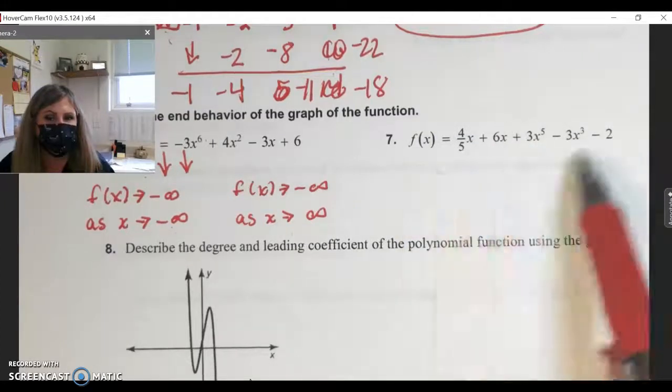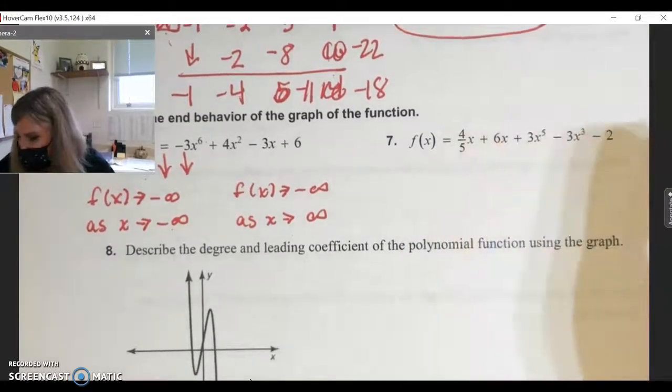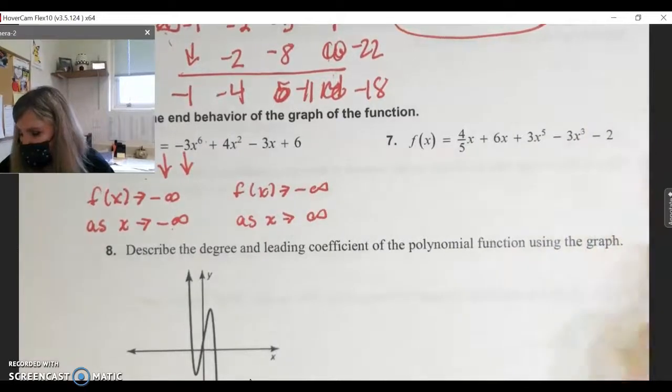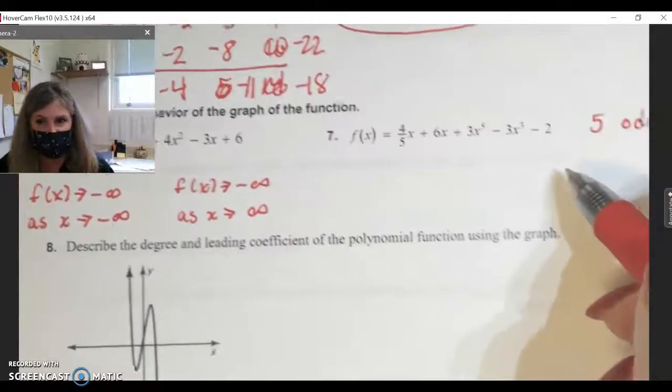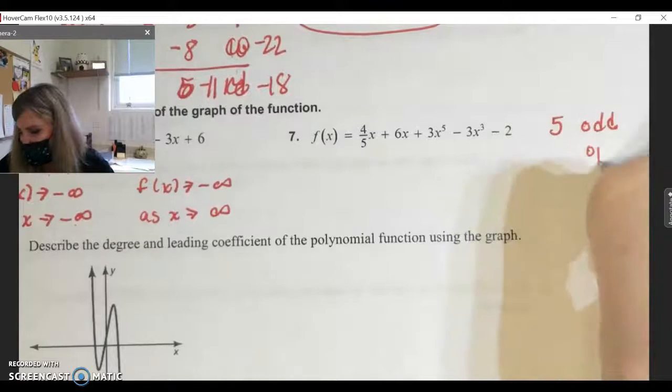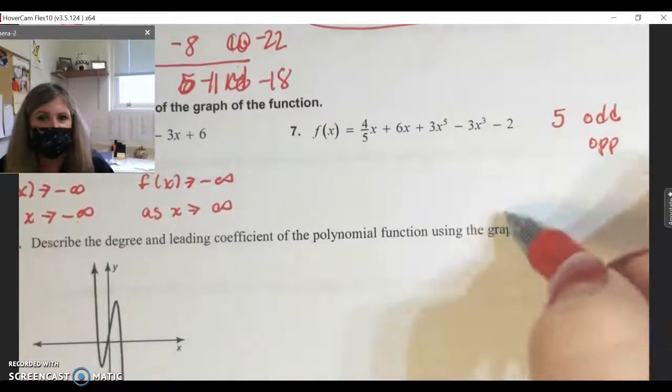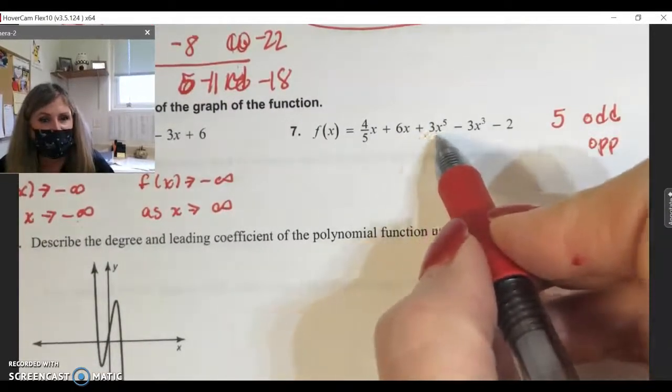What's the degree, guys? 5. So that's an odd exponent. So do we do the same things at the end or opposite? Opposite. I always think odd, opposite. See how you just flip those over? Okay, so that leading coefficient is positive.